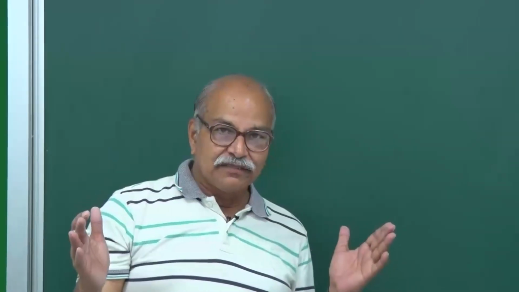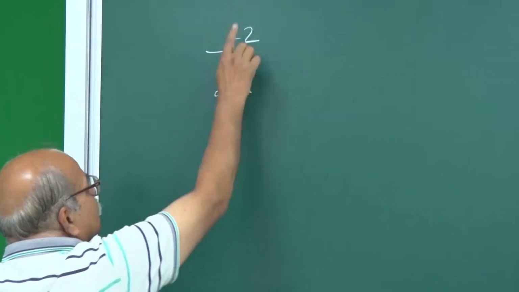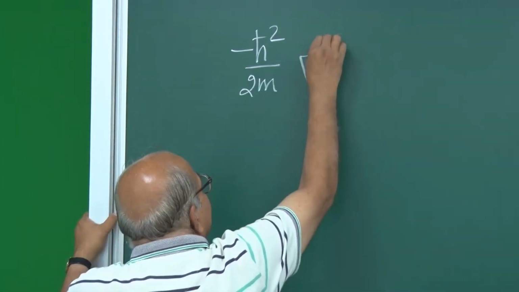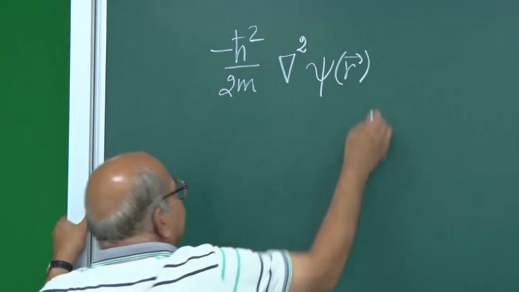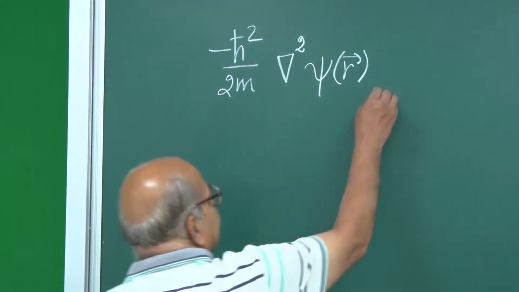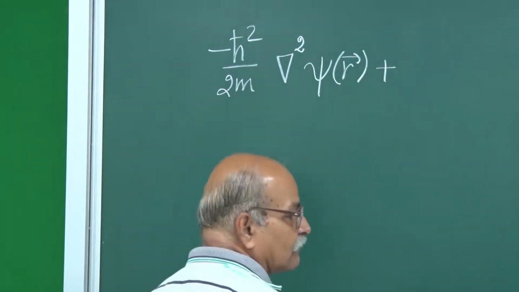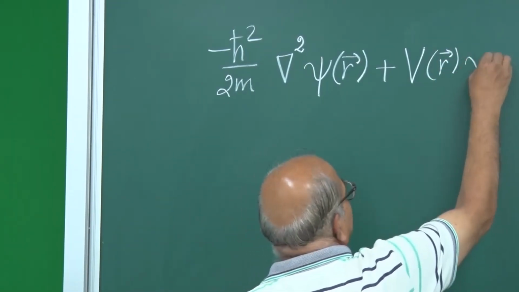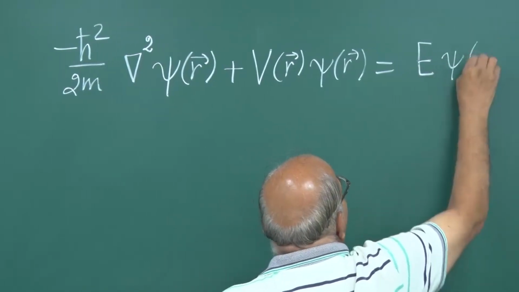So the central equation is minus h cross square by 2m, where h cross is the same Planck's constant divided by 2 pi, and then this del square, I'll just talk about it, acting on a function of the space point x, y, z, or whatever coordinates you use to describe a point in space. Then plus V, the potential energy, a function of the same position, times psi of r, equals E, the energy, times psi of r.